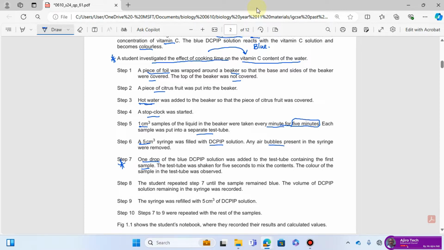Now the test tube was shaken 5 seconds to mix the content. The color of the sample in the test tube was observed. Now the student repeated step 7 until the sample remained blue, meaning there was no more vitamin C in the sample. Now the volume of DCPIP remaining in the syringe was recorded. So what was measured? The volume. How do we take a result? The volume of DCPIP remaining in the syringe was recorded. So those are the things the students recorded.